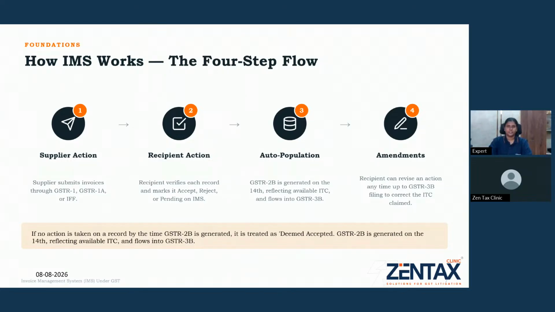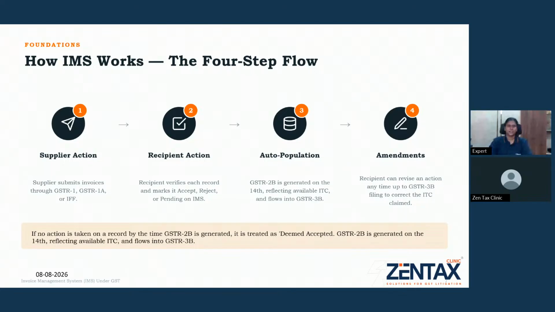Then that GSTR 2B flows directly into our GSTR 3B. It also provides for amendments in the IMS portal. The recipient can also revise an action they have taken, but there is a condition. They can revise an action only up to the time of filing the GSTR 3B. After filing GSTR 3B, we cannot go back and change the IMS dashboard for that specific month.